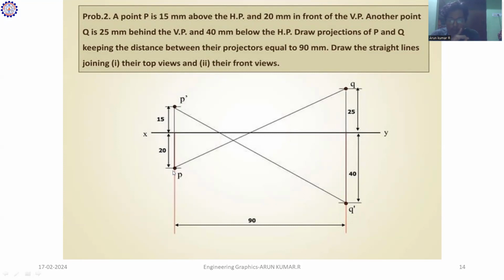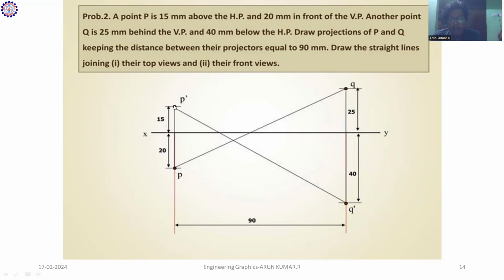So first we discuss point P. P is above HP and 20 mm in front of VP. It is 15 mm above. First of all, you have to draw the XY line, which is an imaginary reference line. After that, from the XY line as the origin, you mark the 15 millimeter above value, and we indicate that point as P dash.